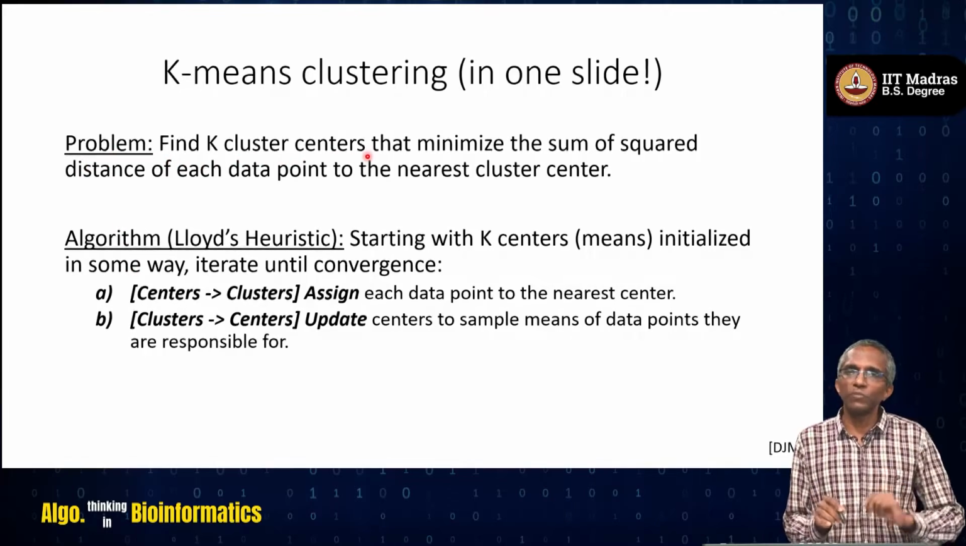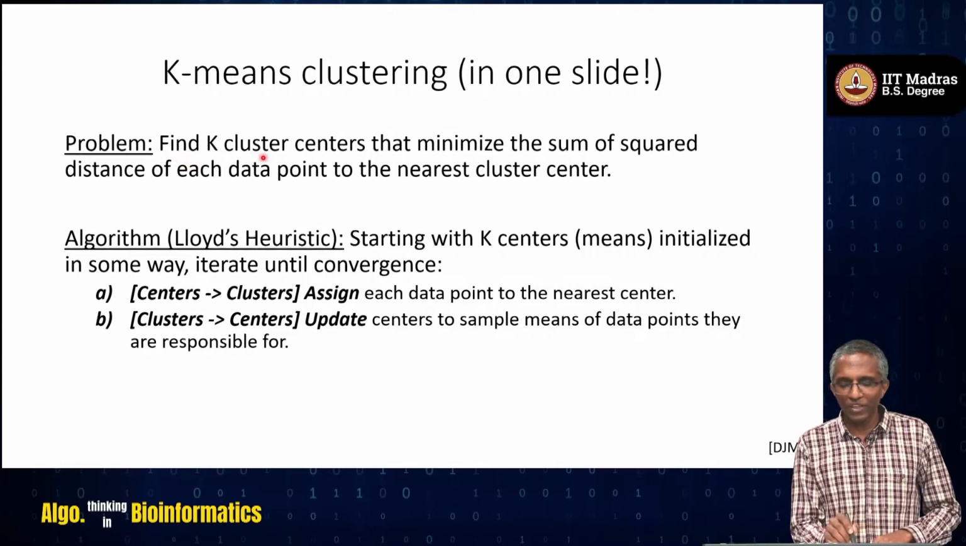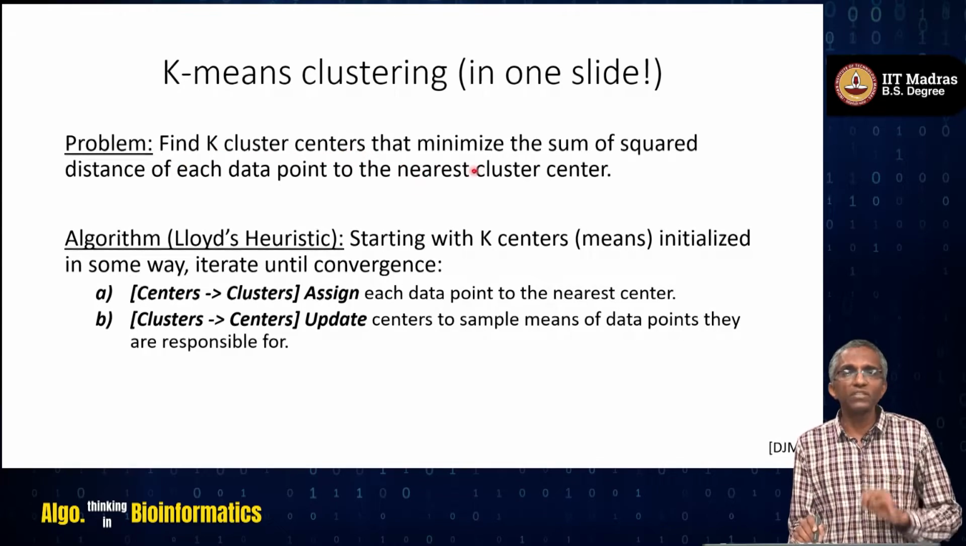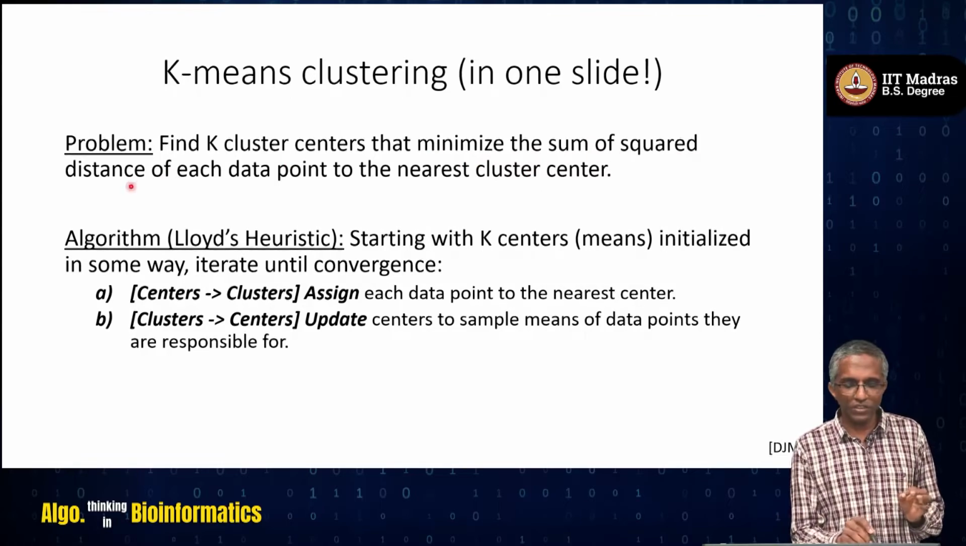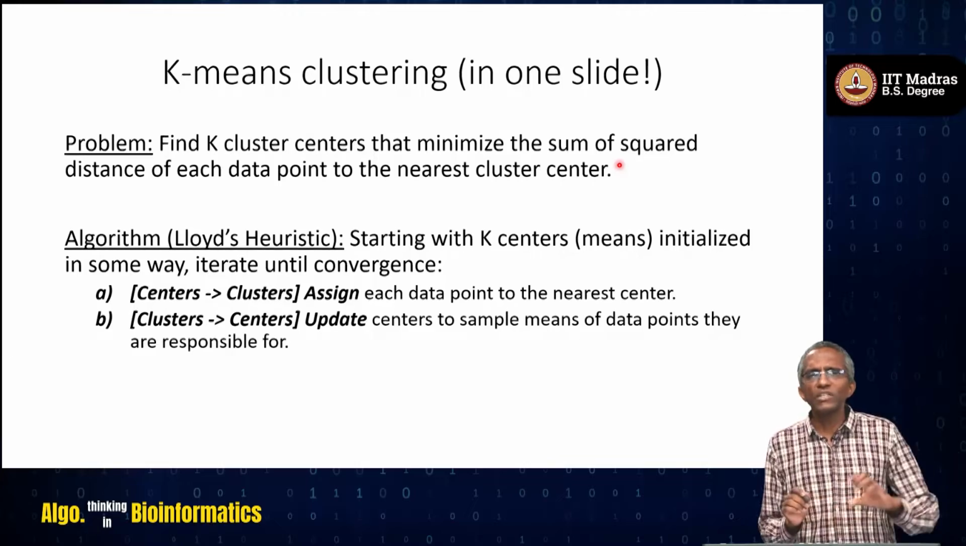So, this is a centroid based approach. You want to find a center for each cluster. So, you want to find capital K number of cluster centers that minimize, so what is the objective function that it is minimizing? That minimize the sum of squared distance of each data point to the nearest cluster center. Okay, so, this is very intuitive.